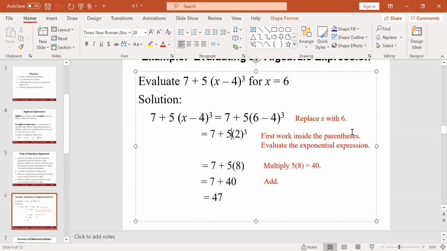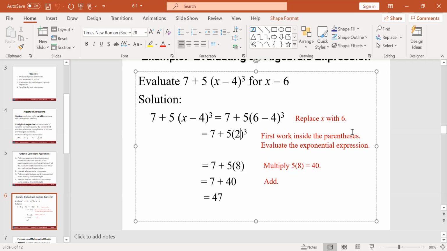You're tempted to do 5 times 2 first, which would give you 10, and then do 10 to the third. But no, remember your order of operations. After you take care of anything inside parentheses, then you take care of any exponents. And that third power is only going to the 2. So we need to do 2 to the third right away.